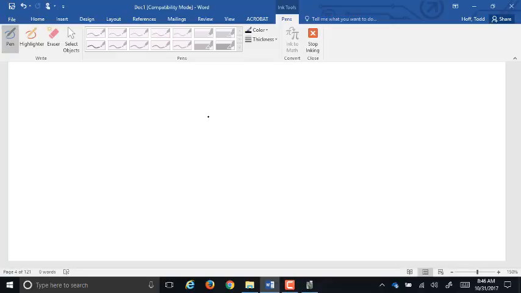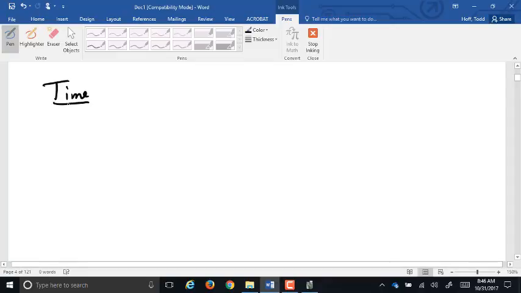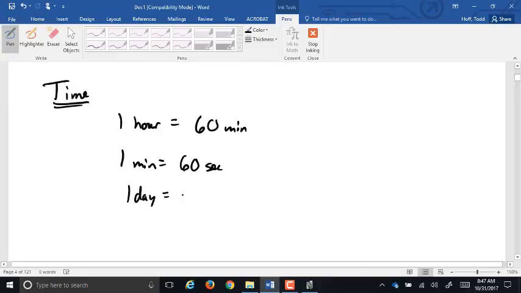Today we're finishing up this unit, finishing up some of our odd units of measure that we need to work with. We're going to talk about time. Now I've already used time here. We've used that 1 hour is how many minutes? 60 minutes. 1 minute is 60 seconds. Hopefully that's not something we need to review. 1 day, of course, is 24 hours.